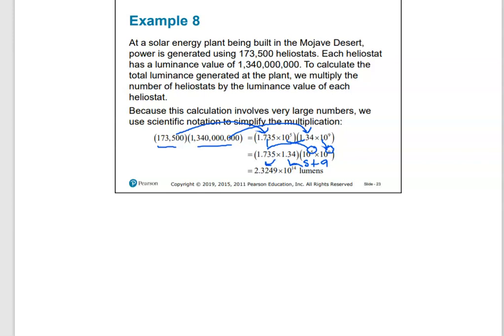If you just went and typed this in the calculator, your calculator would probably give you the answer in scientific notation. It might look something like 2.3249E14 instead of this. But you don't have to convert it to scientific notation to be able to just type it in the calculator. So that's the end of Chapter 7.